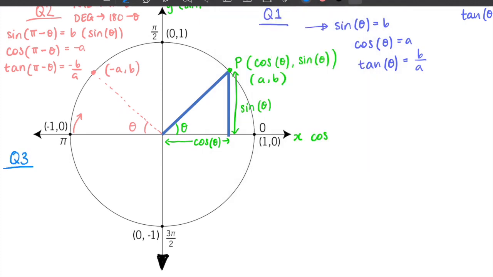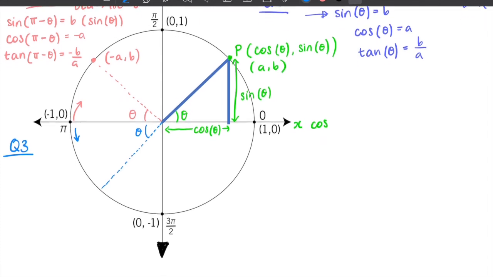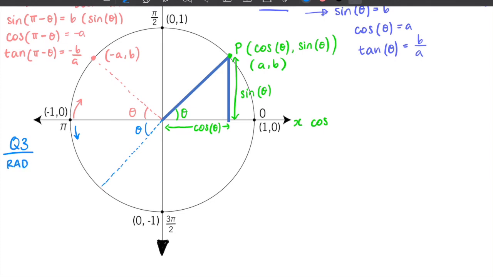we've got a few more changes here. So again, we're looking at our reference angle. So we're going to do pi plus our angle here, or 180 degrees plus our angle. So here I'm going to write in radians, we're going to do pi plus our angle, and then in degrees we would do 180 degrees plus our angle.